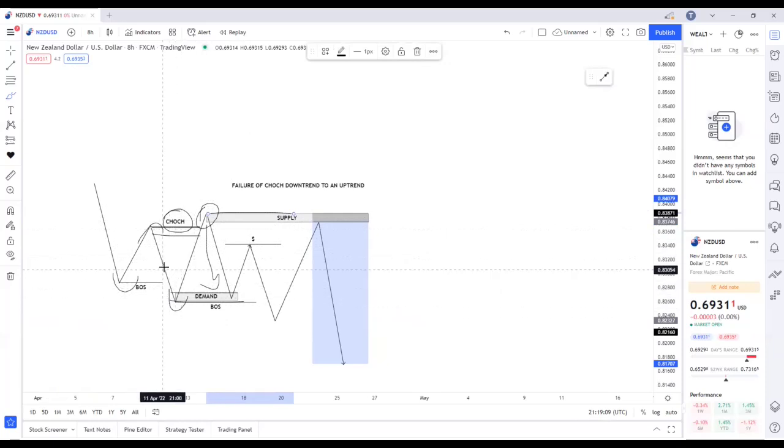Why? Because the market failed to do what? It failed to respect this. What do you call this thing? I'll show you guys the structure of what I'm talking about here. It fails to respect. It fails to break that zone there. So since it failed to break that zone, it goes down.